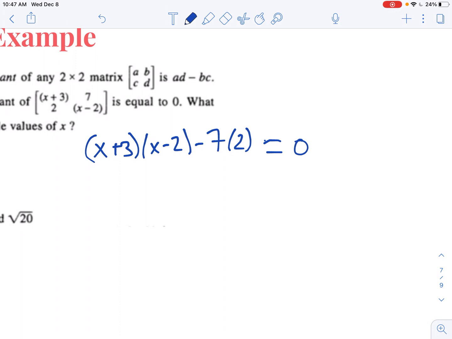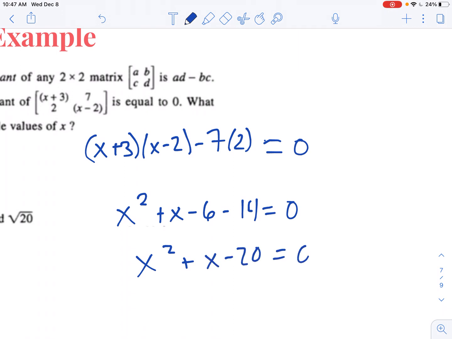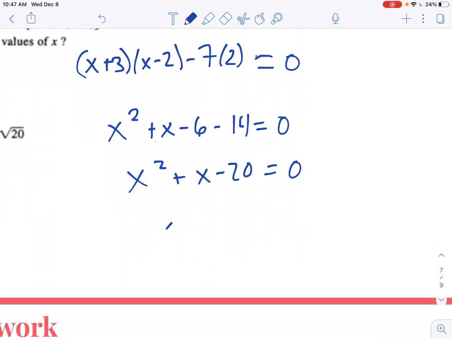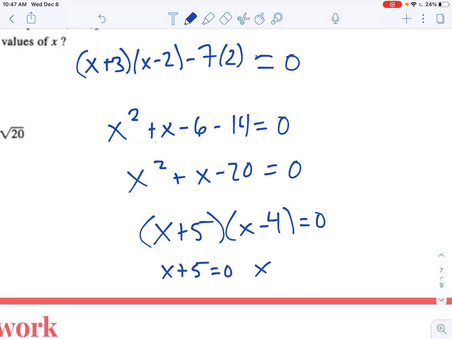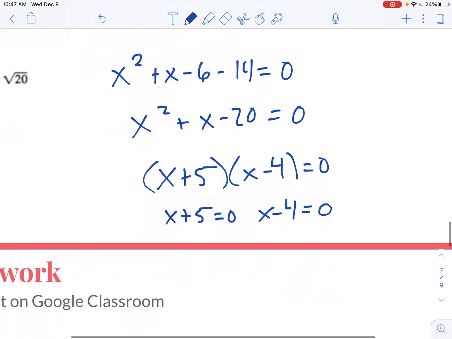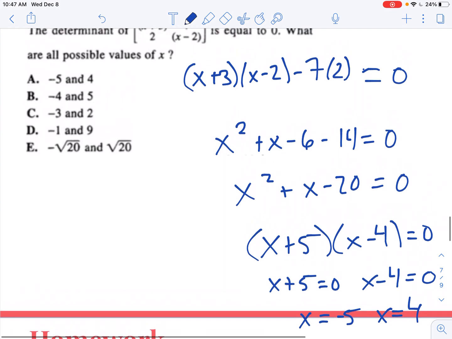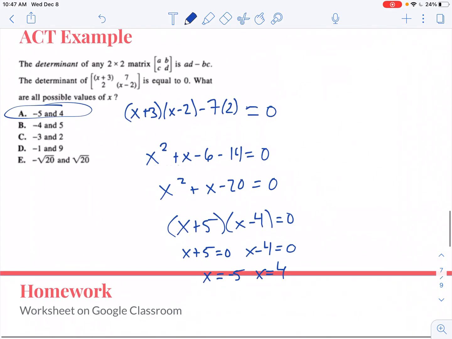Right away, I can tell that this is a quadratic, so I'm going to have to set this up as a quadratic. X squared plus x minus 6 minus 14 is equal to 0, which becomes x squared plus x minus 20 is equal to 0. To solve for this quadratic, I will factor. This is x plus 5 times x minus 4 is equal to 0. We set each factor equal to 0, and we find that x is equal to negative 5 and x is equal to positive 4. So your answer here would be A.